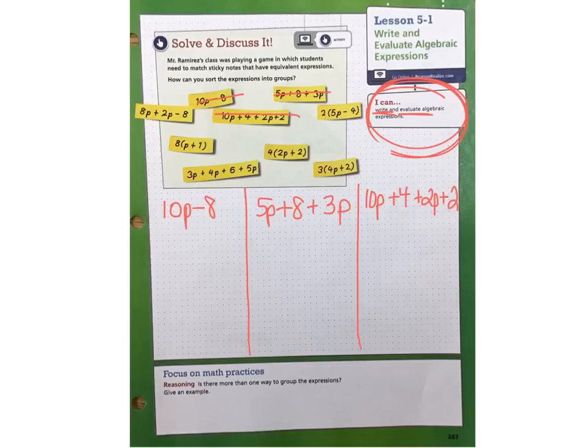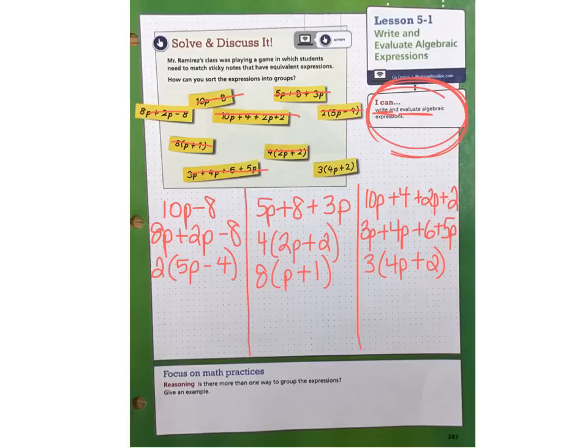So to give you a little bit of a head start, I have already created 3 categories for you using 3 of those expressions. And I want you to see if you can figure out where the other 6 expressions will go so that you sort them into categories where they have similar expressions. Pause the video and see what you can do and come back and check your answers.